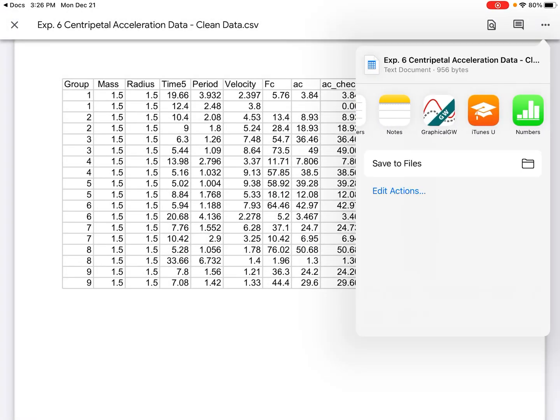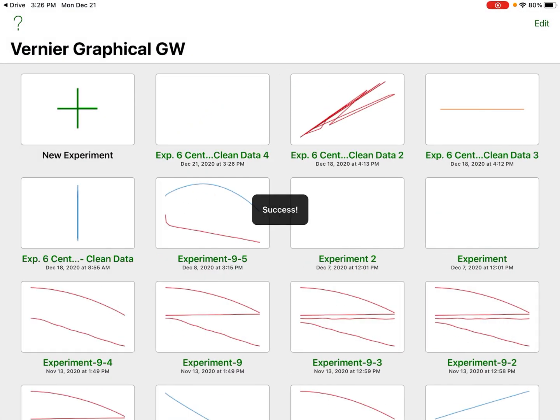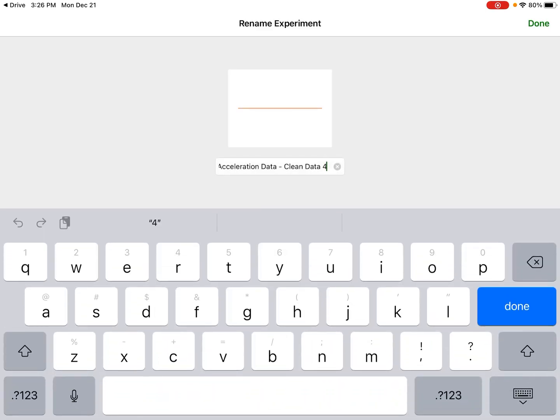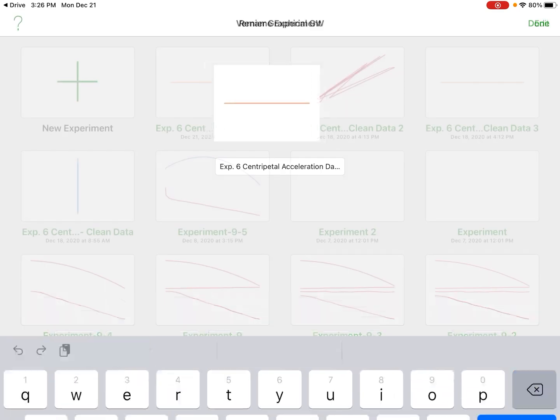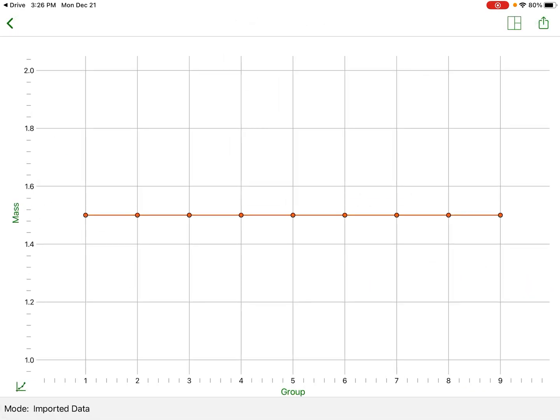And I'll scroll over, and then Graphical GW shows up. Now, if this doesn't work the first time, try it a couple of times and or restart your iPad. Make sure everything's updated. So it showed up. I'm going to open the experiment. This is my fourth version of it because I've done this a few times.